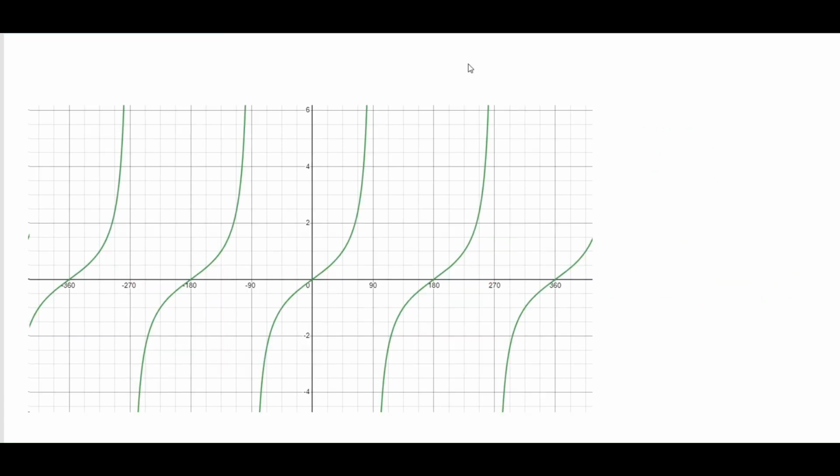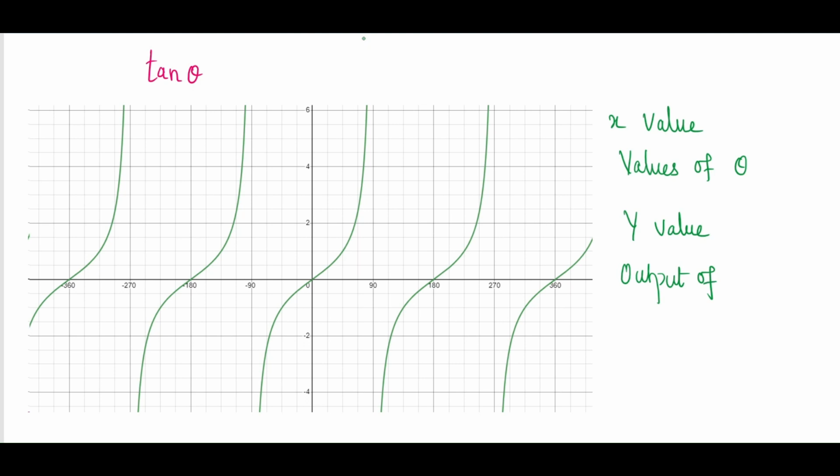And now we have our tan graph. And so this is different to your sine and cos graphs only in its shape. So its x values remain as the values that theta can hold, and your y values are the values that get output. However, you can see that the curve does asymptote at certain points. This shows that there is an indefinite answer to the tan function.